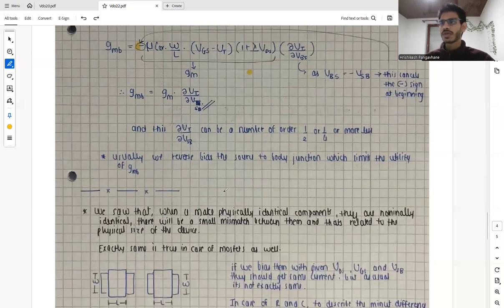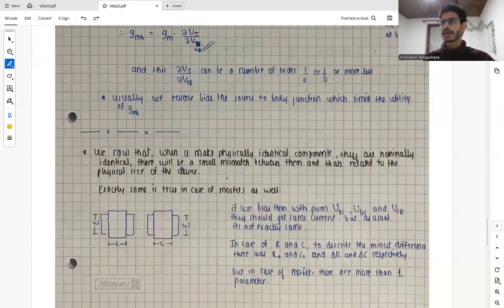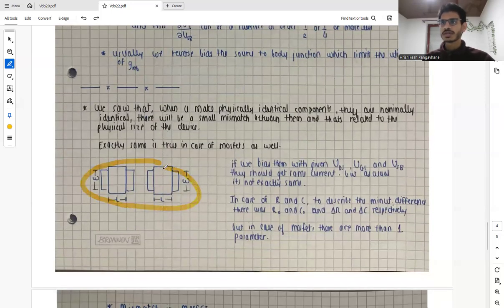So now we saw that when you make physically identical components, they are nominally identical, but there will be a small mismatch between them, related to the physical size of the device. Exactly the same is true for MOSFETs as well. Let's say we have two identical MOSFETs with identical widths and lengths. If we bias them with given VDS, VGS, and VSB, they should get the same current, but as usual, it's not exactly the same. In the case of a resistor or capacitor, as we discussed earlier, to describe the minute difference there were R0 and C0, and ΔR and ΔC respectively.